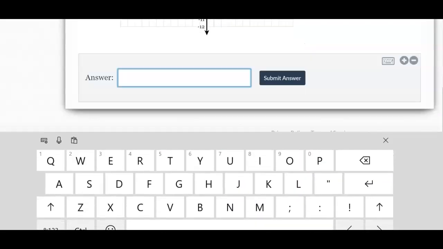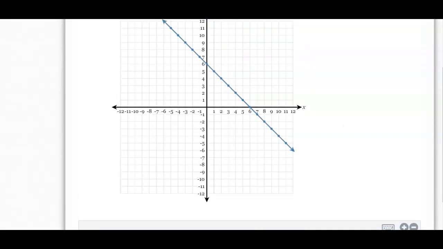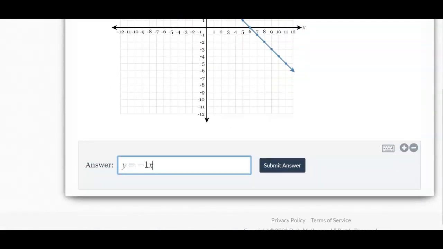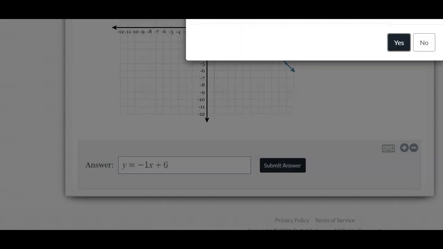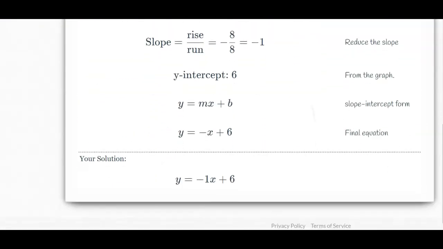So I'm going to start by typing y equals -1x. And then I'll put my y-intercept on here. What does it look like the y-intercept is? And that's +6. So I'll say +6. Now, if we look through this example, you'll notice it's also perfectly fine to write the equation as just simply -x. -x means the same thing as -1x. So make sure you recognize that, especially if you're given an equation that just says -x, that you know that means a slope of -1.